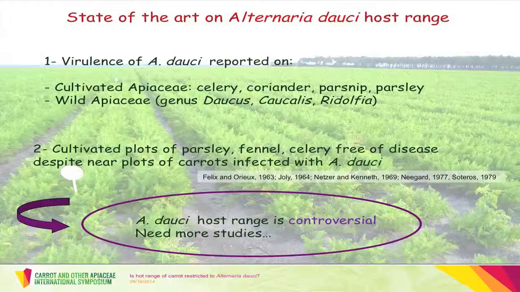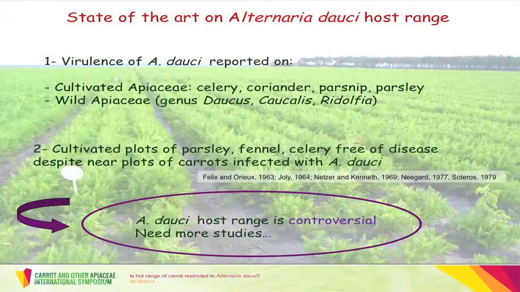So you may say, okay, we have the answer to your question, you don't need to go on with your presentation. But yes, I will go on, because in fact it's not so easy to answer this question. Some studies have shown that plots of parsley, fennel, and celery were free of disease, while they were really near plots of carrots which were infected with the pathogen. So the Alternaria dauci host range is very controversial, and of course we need to do more studies on this question.